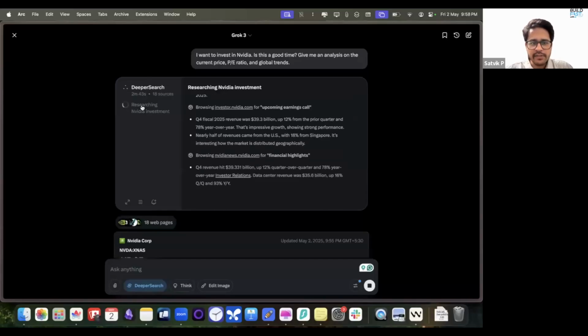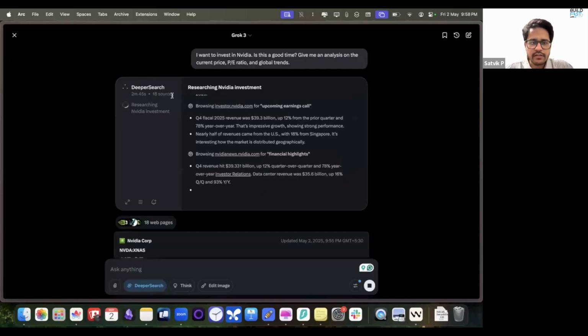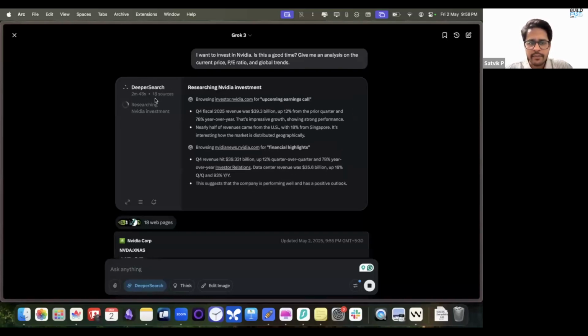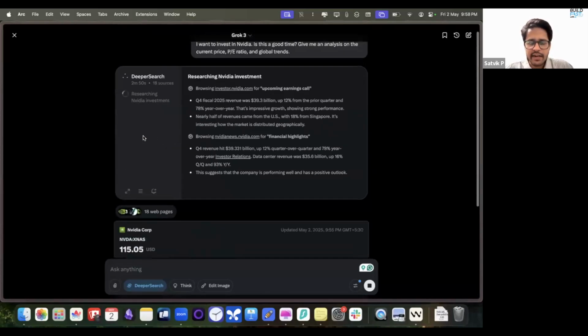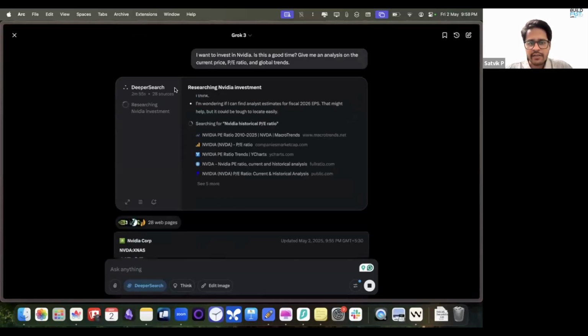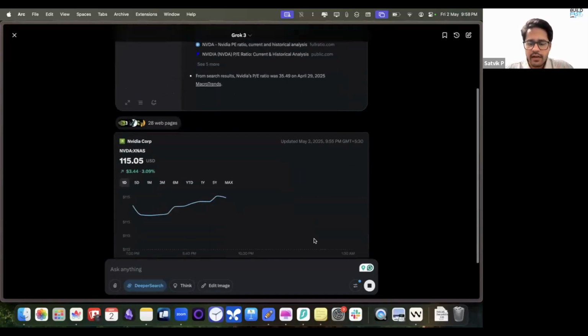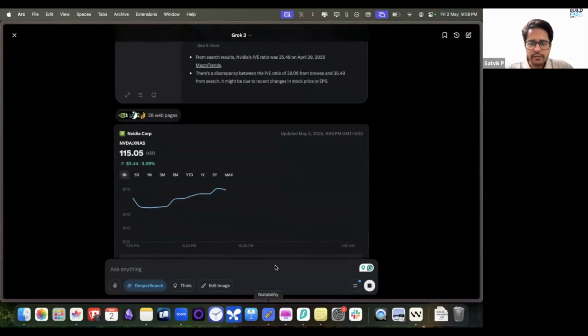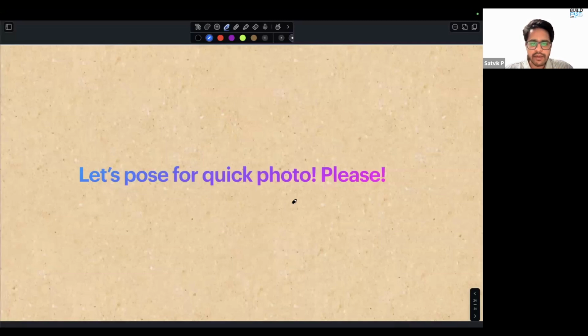As you can see, the deeper search is still ongoing. It has searched 18 resources. It's already been 3 minutes. Maybe by the end of the session, we should have a deep research report also. Let us wait for Grok to analyze as much as it can and give us a very good report. I'll show you how you can do technical analysis using AI very shortly.